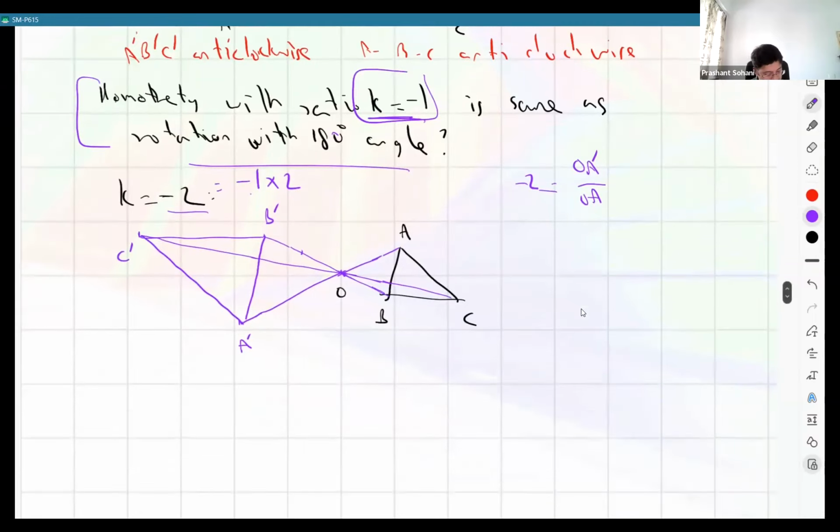So can anybody tell me what will be the inverse of this? Suppose I have to go from ABC to A dash B dash C dash, I have to do homothety of ratio -2. If I have to go back to ABC, what will be the ratio I have to apply?